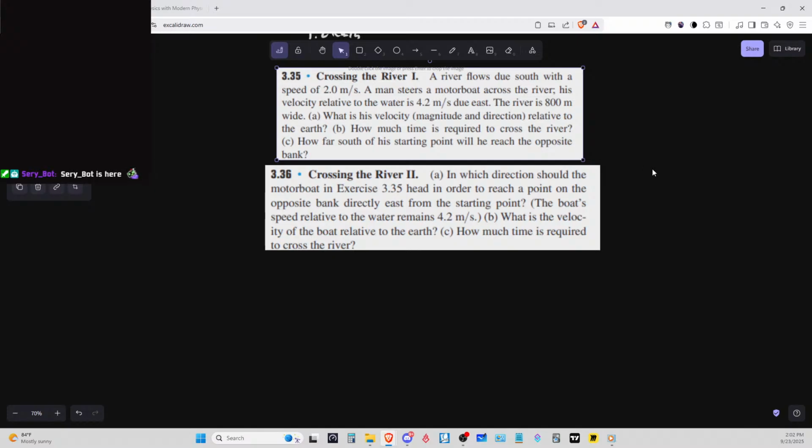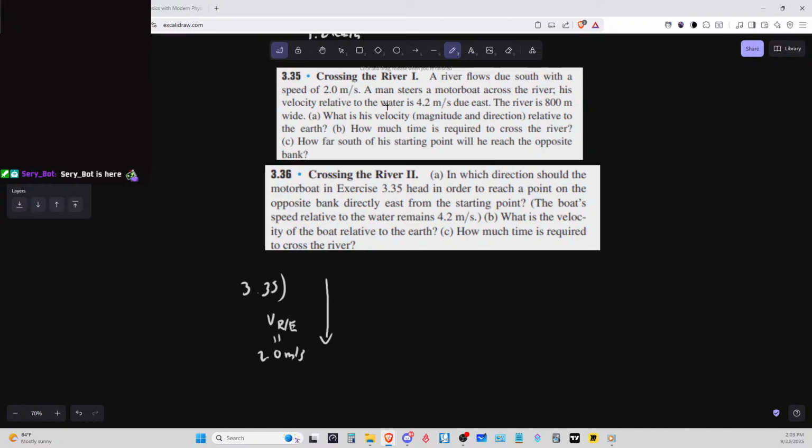Okay, so the way this goes is that we're doing 3.35 first. So we've got a river that flows due south at a speed of, and this is the river in perspective to the Earth, which is equal to 2.0 meters per second.